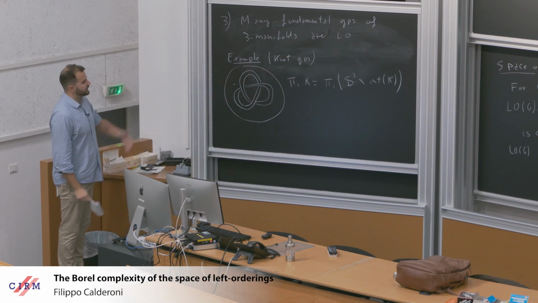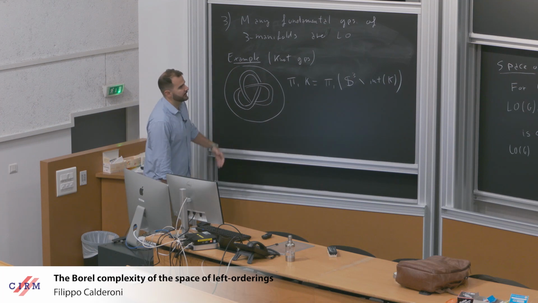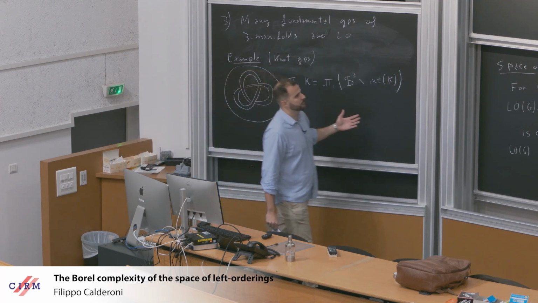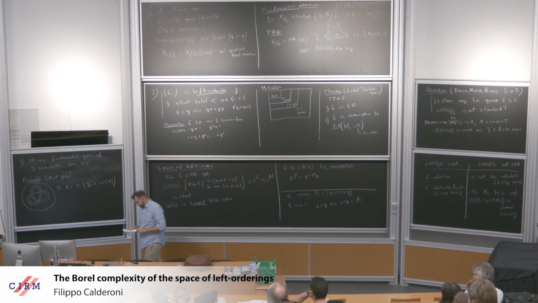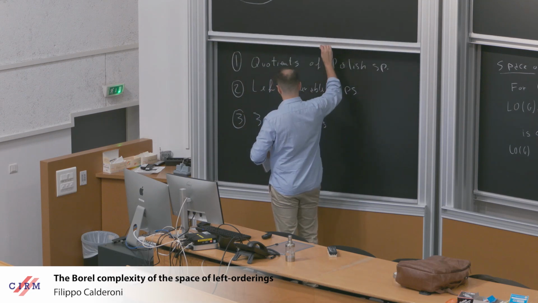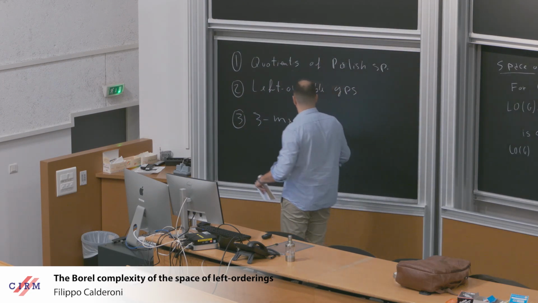Okay, so this is an example of compact closed manifolds. This is pretty nice. And it is well known that fundamental groups of knots are indeed locally indicable. And as a consequence, they are left orderable. And the theorem here.